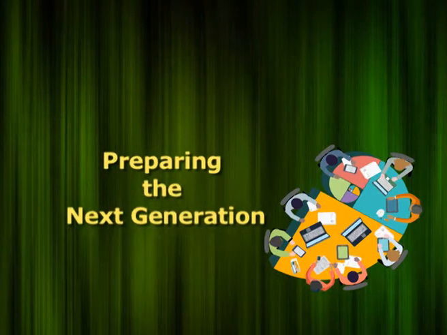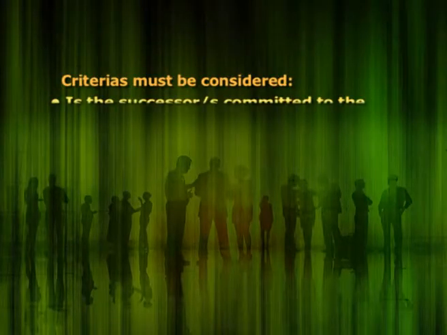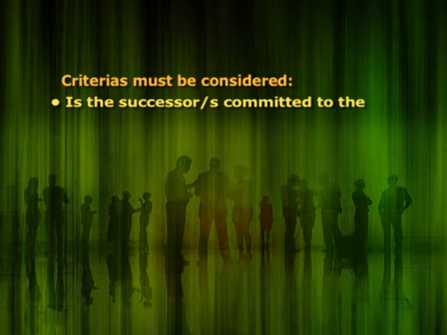The next important point is preparing the next generation. Friends, family business owners must not give in to the temptations of favoring certain successors just because they appear similar in their views, conduct and aspirations. The succession process should never be viewed as cloning. The following criteria must be considered while approaching a successor.